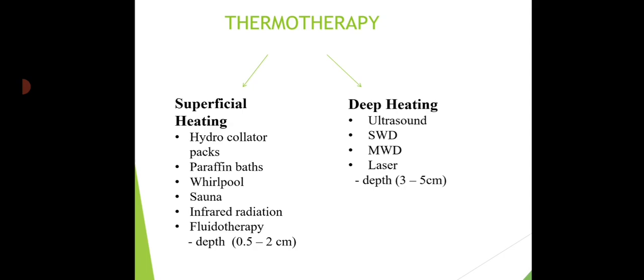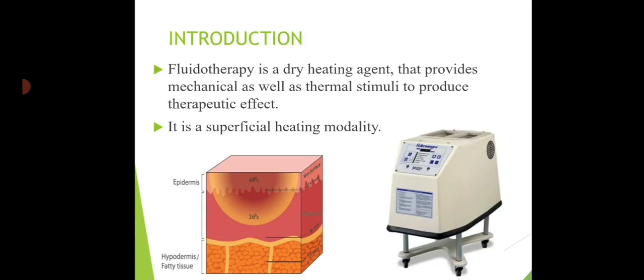Those are hydrocollar packs, paraffin baths, whirlpool baths, sauna, infrared radiation, and also fluidotherapy. Fluidotherapy is a superficial heating modality. The penetration depth for these superficial heatings is 0.5 to 2 centimeters. Now let's see about the deep heating. A few examples of deep heating are ultrasound, shortwave diathermy, microwave diathermy, and laser, and the depth of penetration is usually between 3 to 5 centimeters.